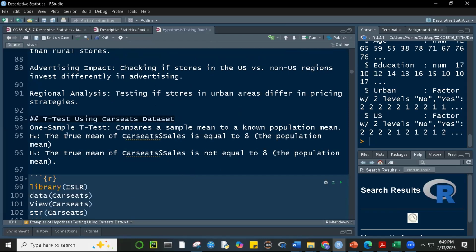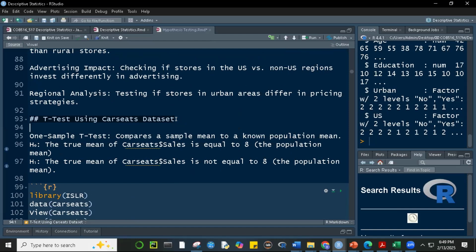Okay, so let's start with a one sample t-test. In a one sample t-test, we're comparing our data to a known population mean. Let's suppose that we know the population mean. Our data, we'll see in a while. Let's say the population mean is 8, I think this is 8 million. So we'd like to compare if the mean of our data is equal to 8 million. Our alternative hypothesis is that they're not equal to 8 million.